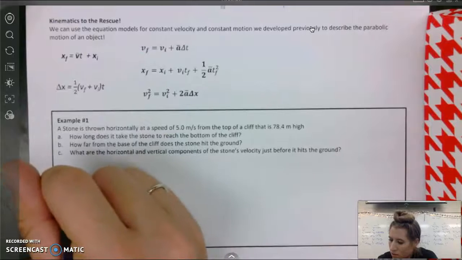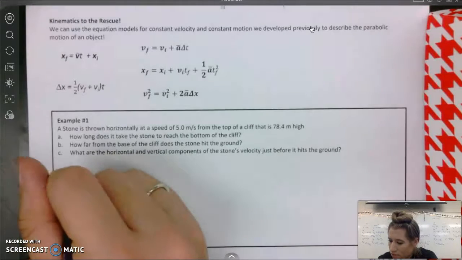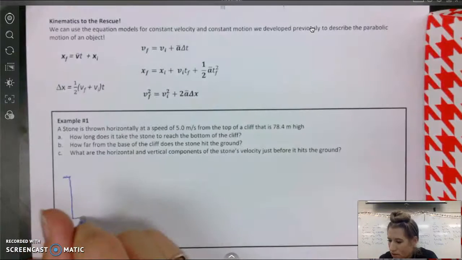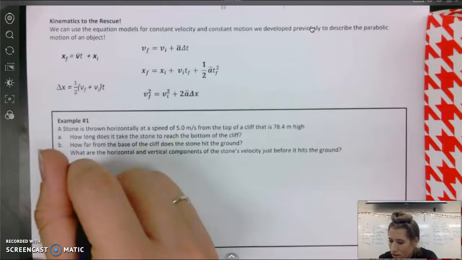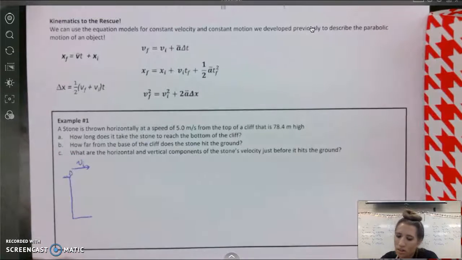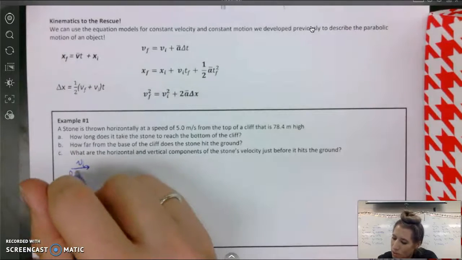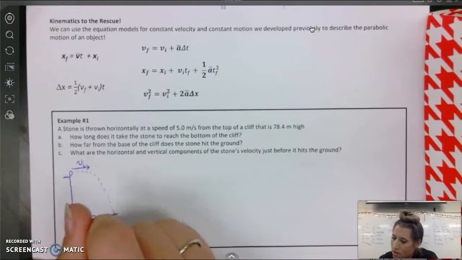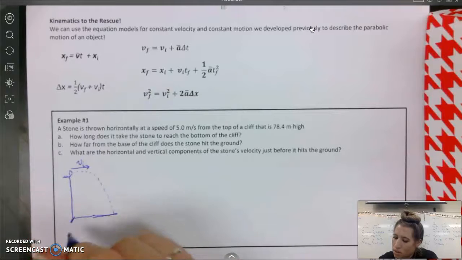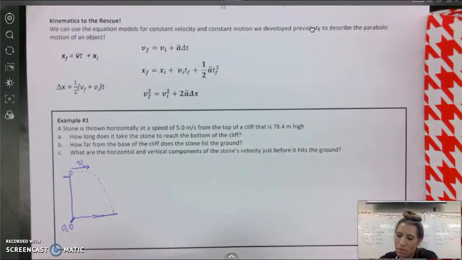And then we're at the top of a cliff, so we're going to have a cliff here, and then we're going to have a stone that has an initial velocity that's all in the x direction. We're going to see a parabolic motion. Eventually it's going to hit the ground. And I'm going to choose the base of the cliff to be my origin. So I've drawn a picture.